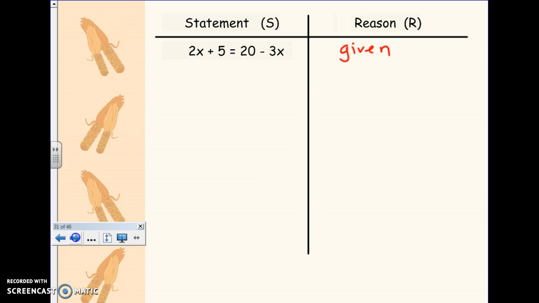And then the next thing that we got going on is that I want to move all the x's to one side. So let's move the x terms. And I can do that. You can do two different things. You can subtract 2x from both sides, or I can add 3x to both sides. We're going to add 3x to both sides.